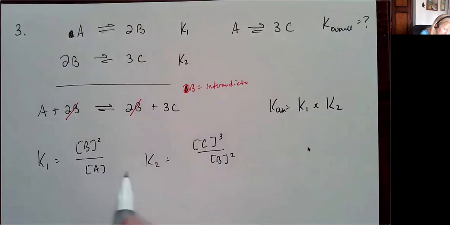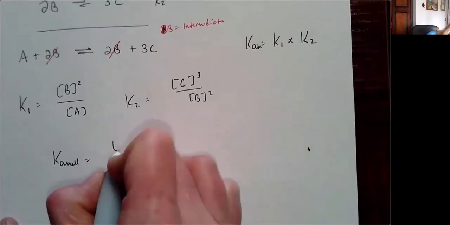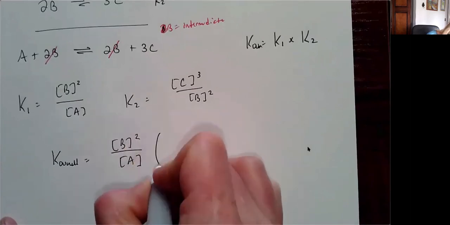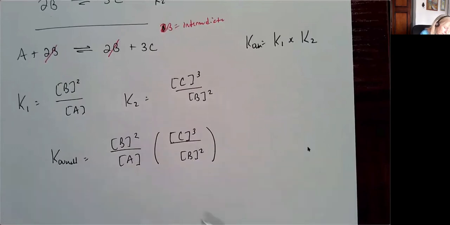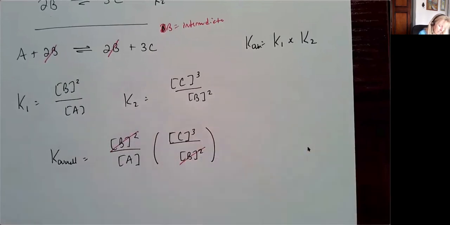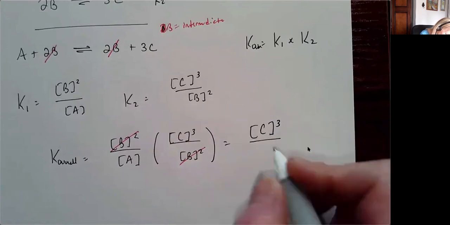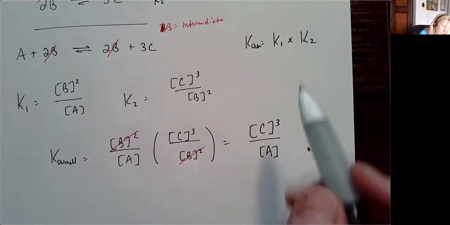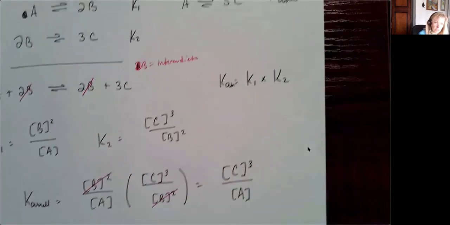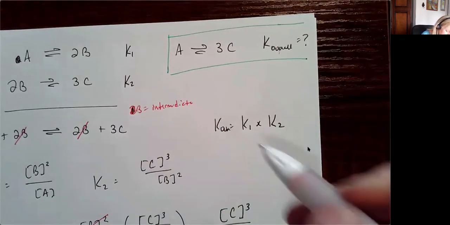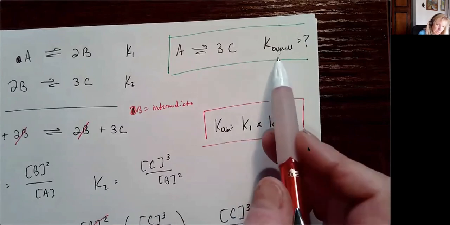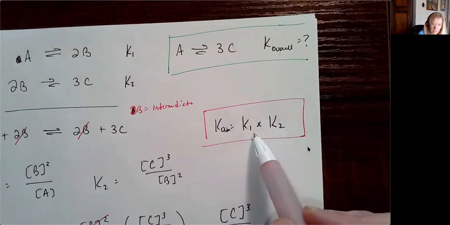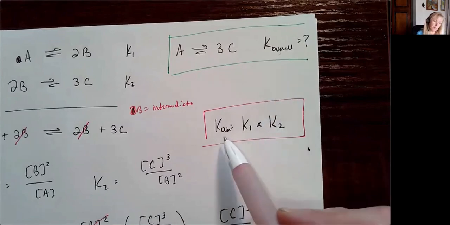If I multiply these together, K overall is going to equal B to the 2nd times C cubed over A times B to the 2nd. What happens with the intermediate is that the intermediates cancel out and I'm left with C cubed over A, which would be the overall expression for the reaction. So I also have this relationship here. If I have the K values for two individual steps, I don't have to calculate the K overall. I can just multiply these two individual K's together to get my K overall.